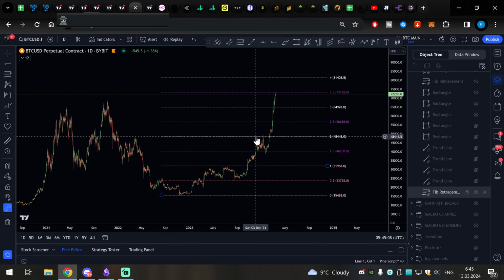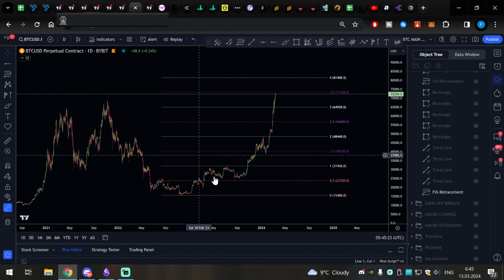You can see we were ejecting each time on the 1-to-1 extensions, and then 1.5 was holding us. No reaction over here, but I'm still watching these 0.5 multipliers as well. Small pullback over here, now rejection here. Another big target for us is 81,400 from this.